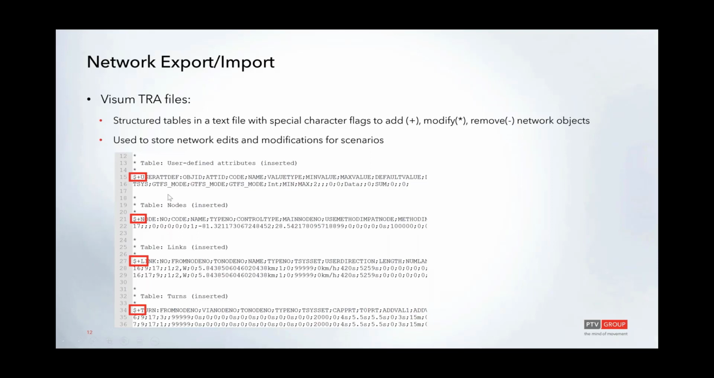So in this table, you can see that we have these plus, star, and remove or minus flags. Based on the flag defined in this table, Visum will treat those objects differently. If you have a modification flag, Visum will modify those objects. A plus means you're adding new objects, and remove means you're removing some links or nodes from the network.